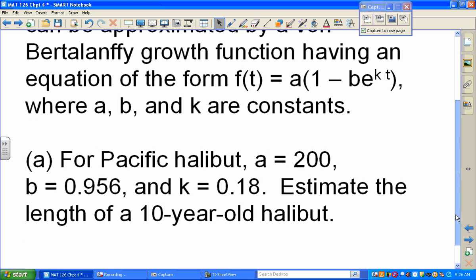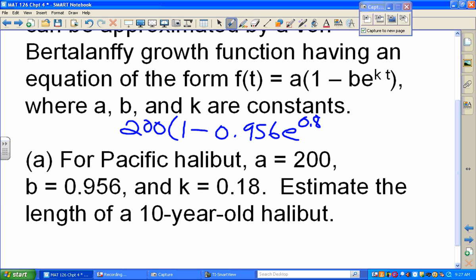So this is nothing more than a calculator exercise on part A. Estimate the length of a 10-year-old halibut. Can you punch this out correctly on your calculator? So go ahead and get your calculators out, please, and let's give it a go. It says A is 200. 1 minus B, 0.956. E to the K, 0.18. Then T is going to be what? 10 times 10. And again, it's just, can you punch this out correctly?